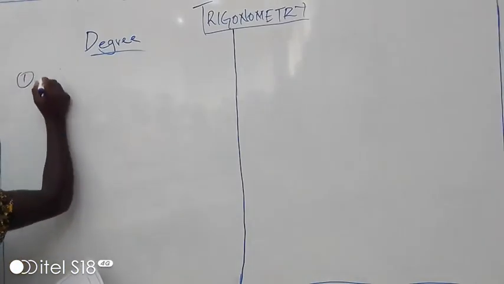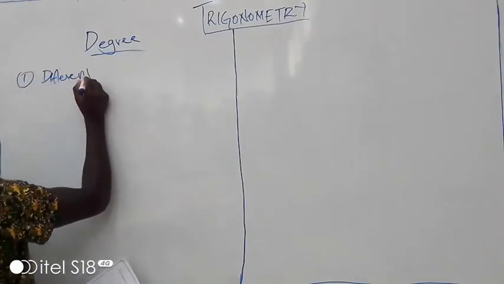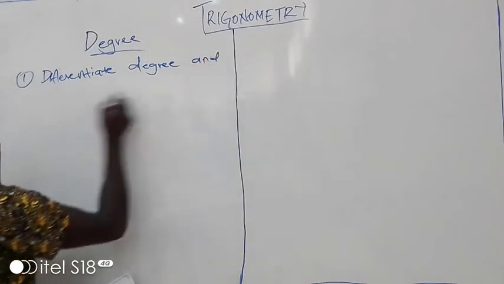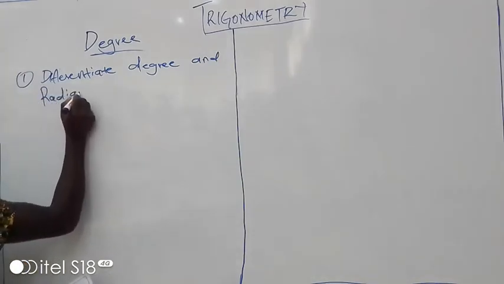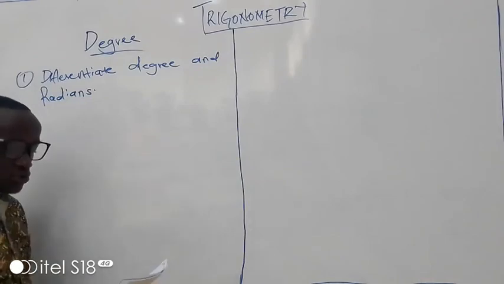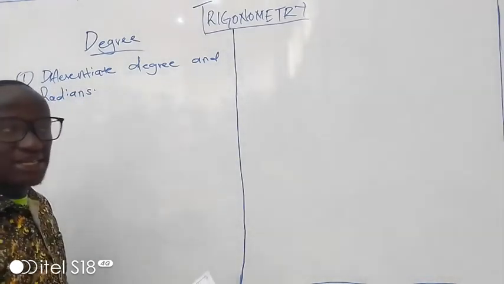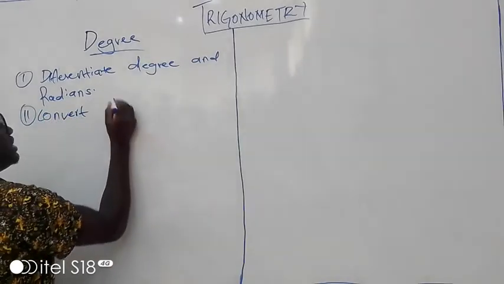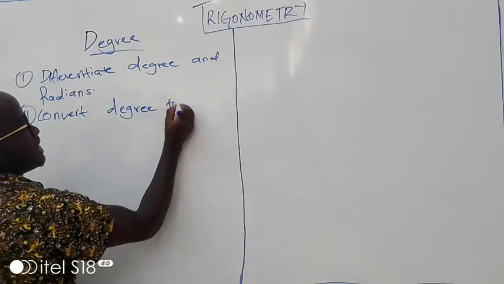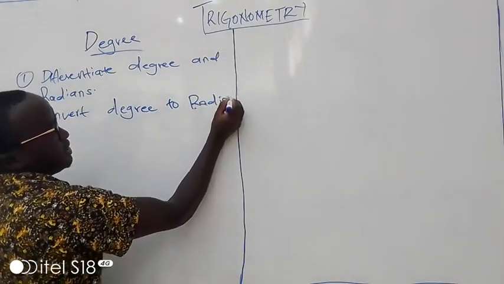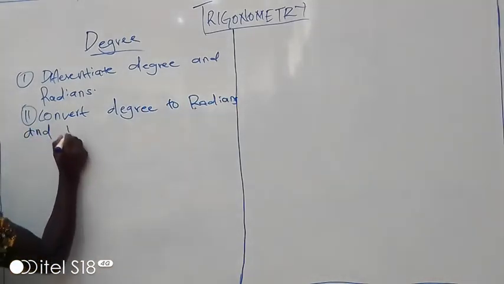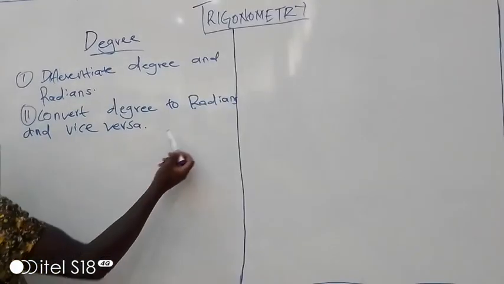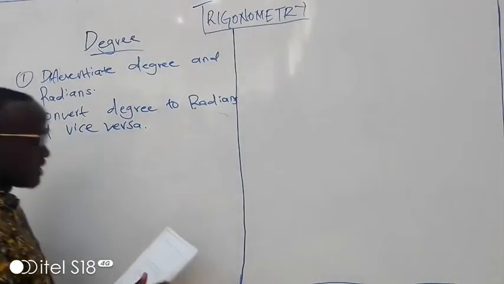So we're in a position to differentiate degrees and radians. Still, we'll be in a position to know how to convert a given degree to radians and vice versa. Vice versa means that we can also convert radians to degrees.